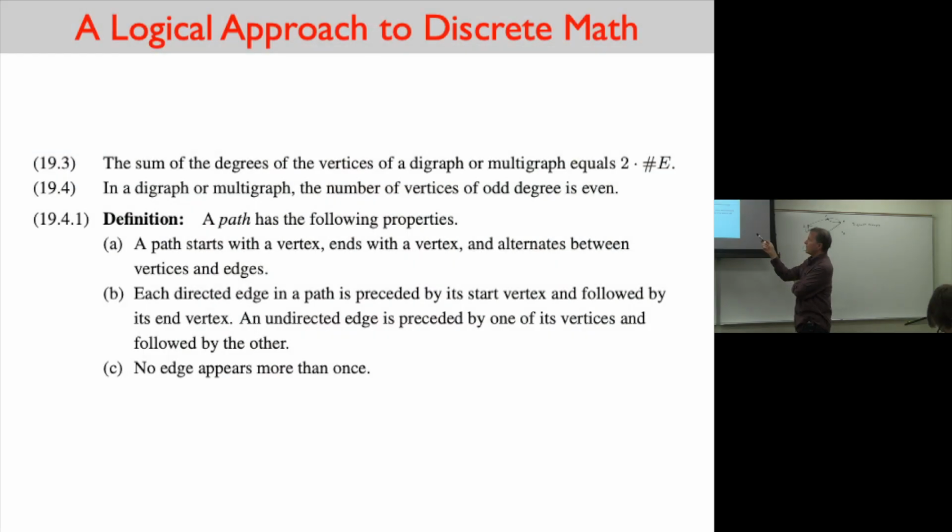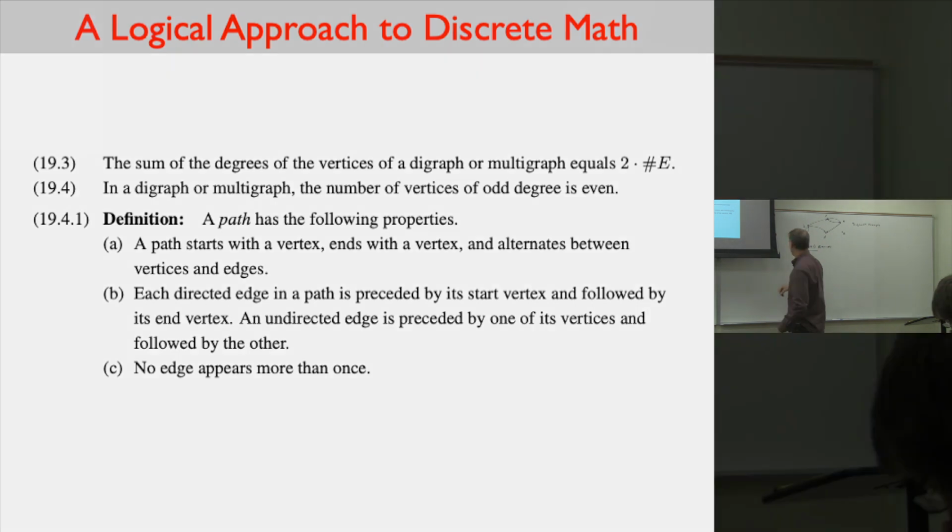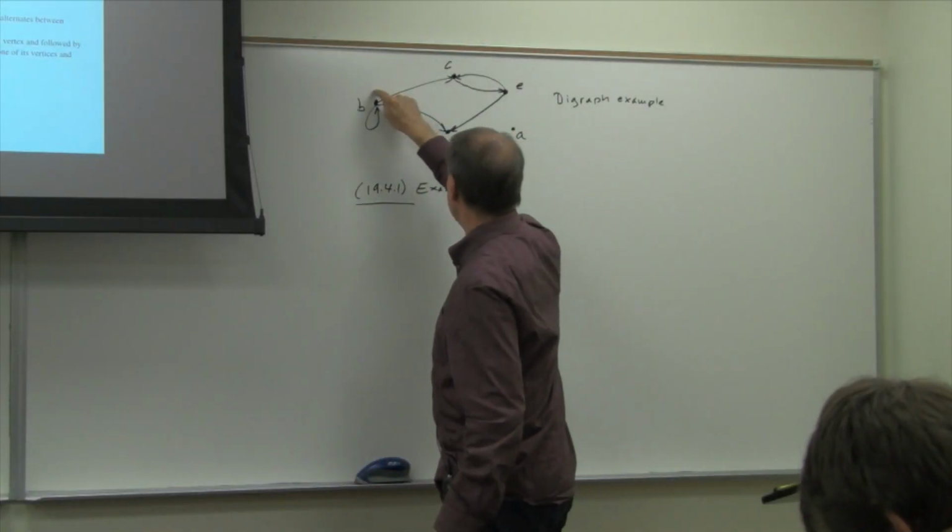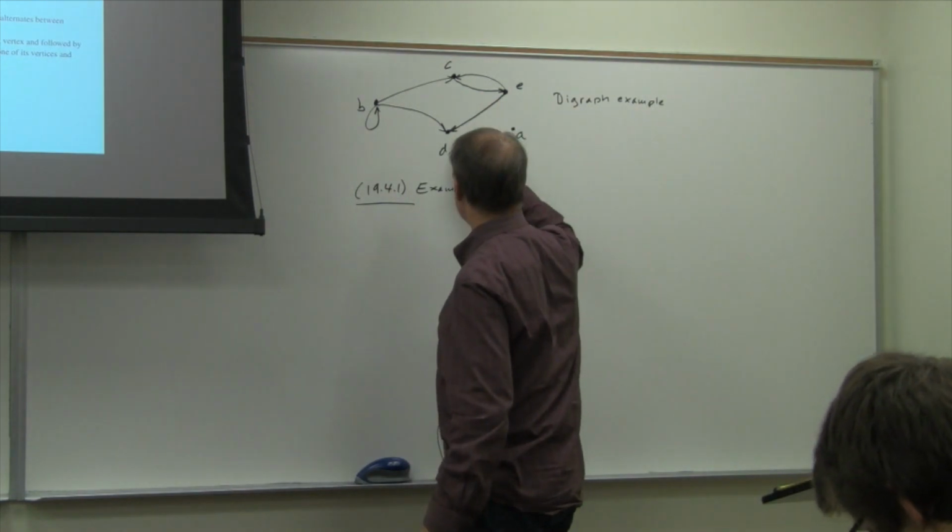Okay, first of all, a path starts with a vertex, ends with a vertex, and alternates between vertices and edges. So it starts with a vertex, ends with possibly another vertex, and alternates between vertices and edges. So each directed edge in a path is preceded by its start vertex and followed by its end vertex. An undirected edge is preceded by one of its vertices and followed by the other. Okay, so what this tells you is that you can't just have B and then have edge ED and then have C.